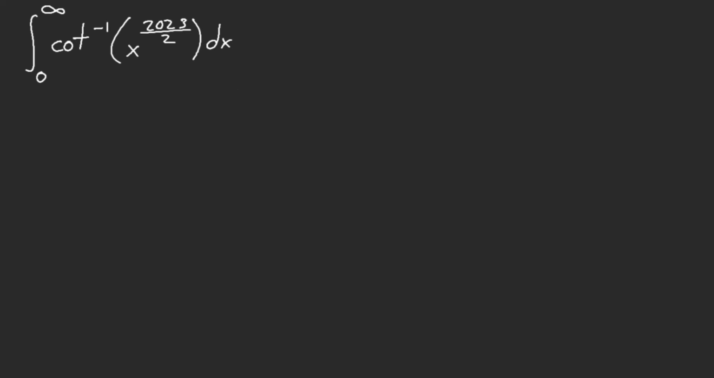Whoa, from 0 to infinity, we have the inverse cotangent of x to the power of 2023 over 2 dx. This looks crazy. Huh, what do we do? So, let's try letting u, because I don't even know where to begin with this, right? Let's try letting u equal x to the power of 2023. Let's try a forced u-substitution, just to see what happens.